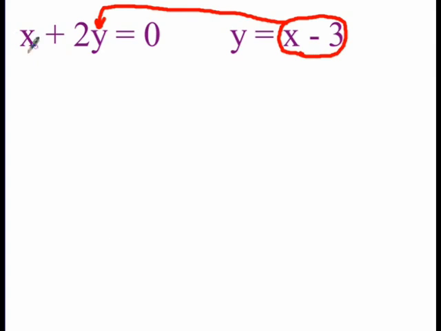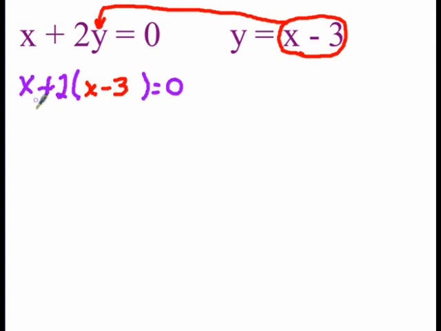Next, I'm just going to copy this exactly the way it looks. X plus 2. But then, instead of Y, I'm putting a blank set of parentheses. And inside that blank, I'm going to substitute. Instead of Y, you told me back here that Y equaled X minus 3. So I will write X minus 3 right there.